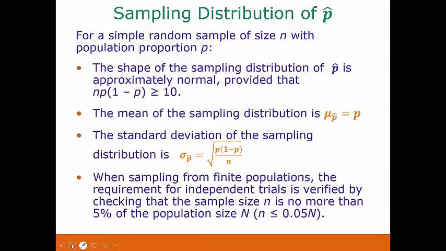One more condition that we sometimes need to verify, if we're sampling from a finite population, then we have to check whether our requirement for independent trials is needed or not. And to do that, we need to know that the sample size n is no more than 5% of the population size. So we can just check that n is less than or equal to 0.05 times our population size.